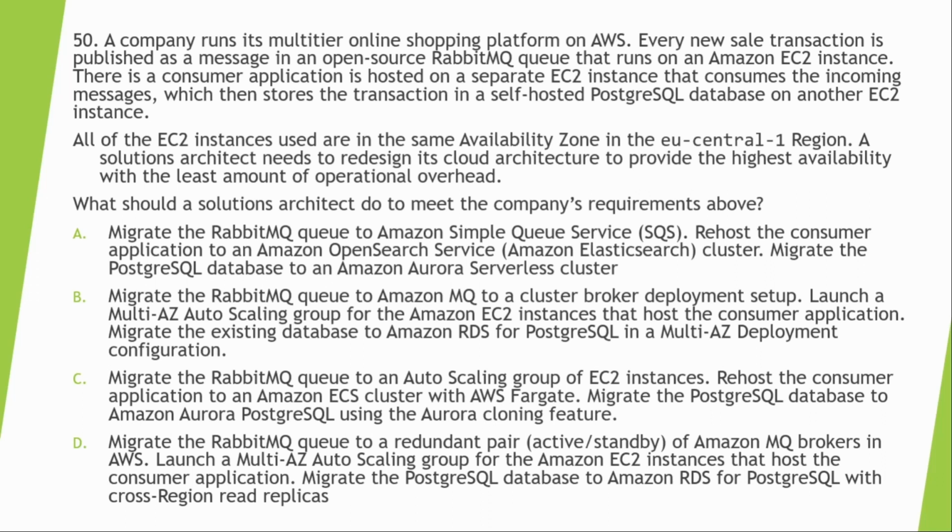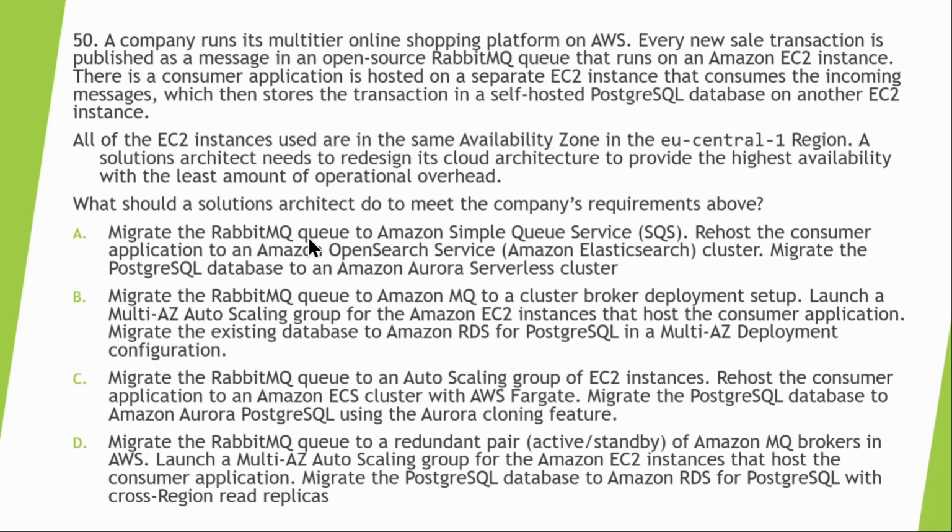Now they are saying all these three EC2 instances are in the same AZ in the EU Central 1 region. They want to have high availability, and also the least amount of operation overhead. Now you can see there is a lot of operation overhead: publish first, then consume it in another EC2, then store it in a third EC2. So let's see what the options are.